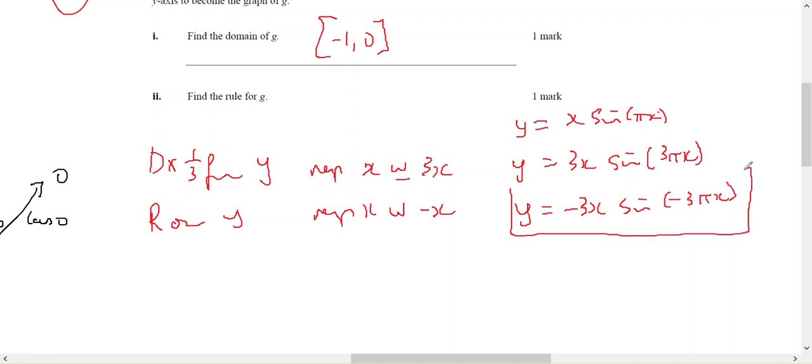I'll accept that as an answer. But since if you reflect over the x and the y, you get no change, I'll also accept 3x sine of 3 pi x because it's the same equation.